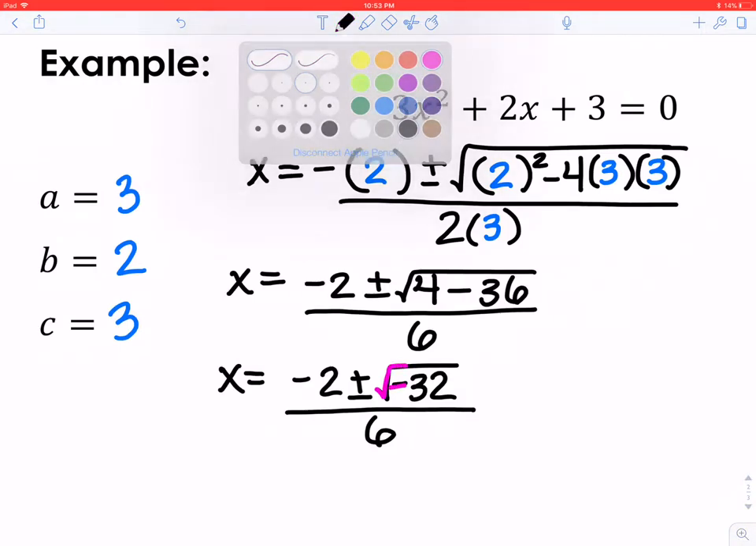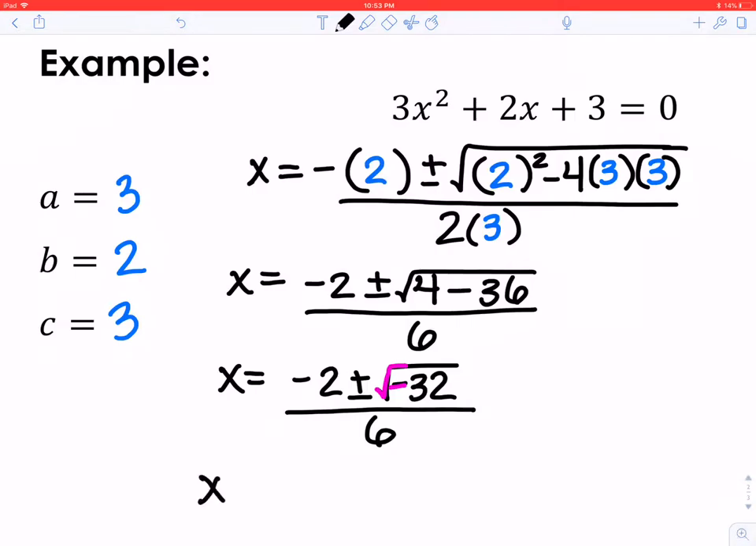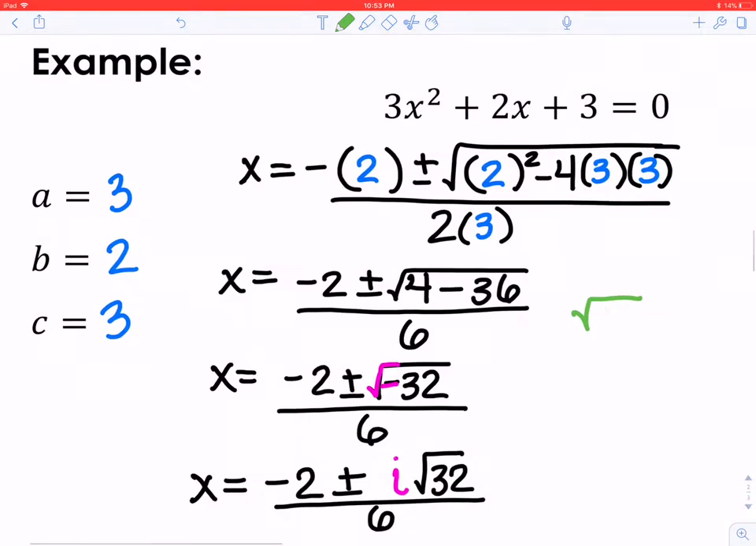So first, we would have x equals negative 2 plus or minus i square root of 32, all divided by 6. And so then let's go off to the side and let's work on our square root of 32. Square root of 32 is the same as the square root of 16 times 2. And we know the square root of 16 is 4, so 4 square root of 2.